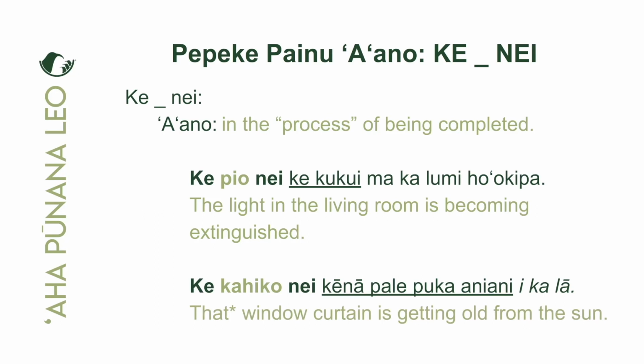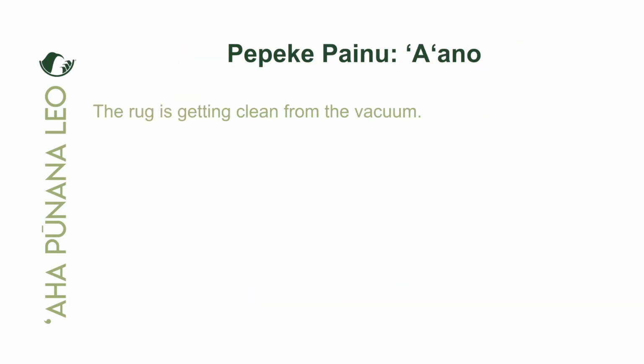That's a great example of how we use the māka painu kine with ʻaʻano in the positive form. Let's take a look at the negative form. Here's our first example of the ʻaʻano. The rug is getting clean from the vacuum, because of the vacuum, by the vacuum.